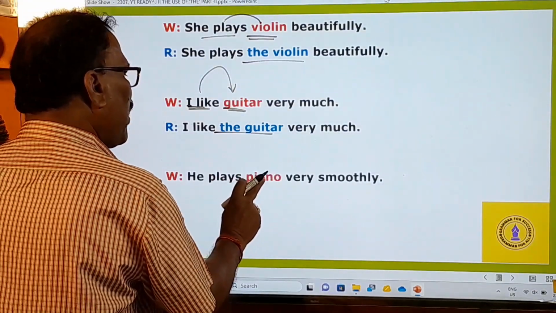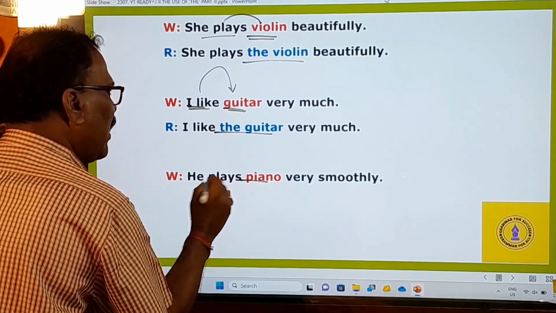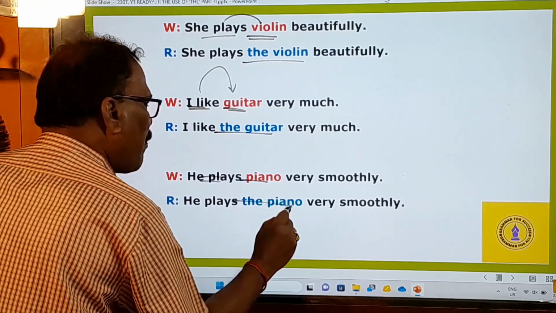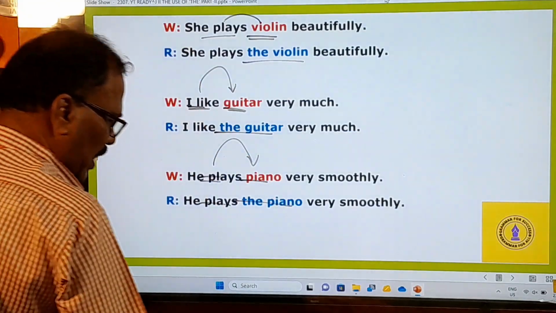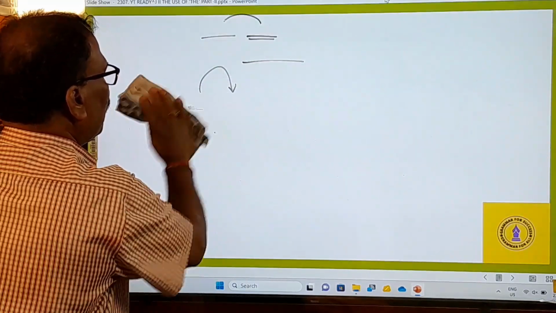"He plays piano very smoothly." So piano is a musical instrument, and it is occurring after the verb "play", and therefore you have to say "He plays the piano." Right, very interesting, very easy. And now you go to the next slide.